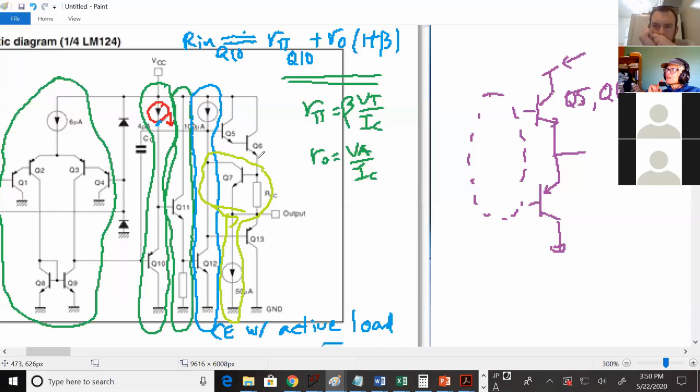Let me say it a different way. If current's needed, the Darlington pair can supply it. So it doesn't necessarily mean it's always conducting a lot. Okay. It means if somebody asks for it, it can give it to them. Okay.